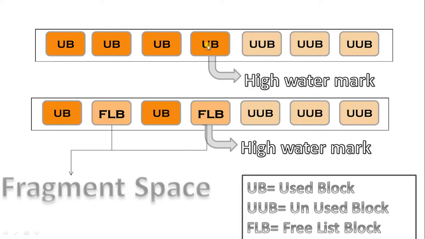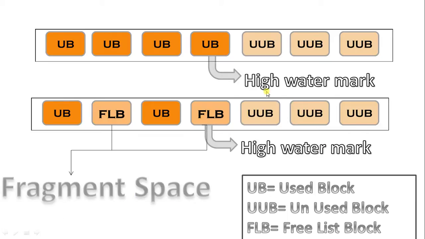That means contiguous blocks. When we delete some rows from the table, the deleted rows may be from non-contiguous blocks. So this FLB, meaning free list blocks, I mentioned here. Mainly these free list blocks don't have free space, but they are not showing as unused blocks. That's why we have to shrink our table. This type of free list block is called fragmented space.